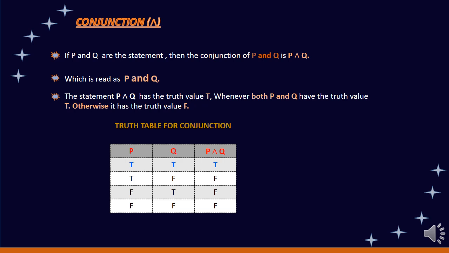The truth table for conjunction. The first column is P, the second column is Q, the third column is P and Q. By the definition of conjunction, when both P and Q have the truth value T, we have T, otherwise it will be false.